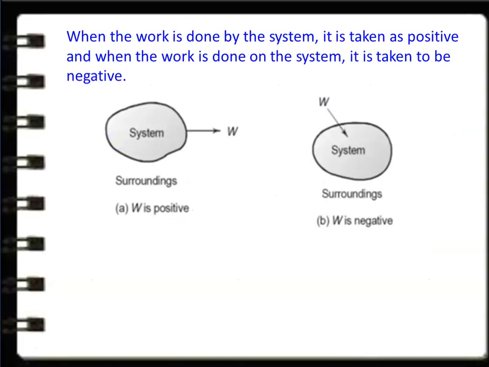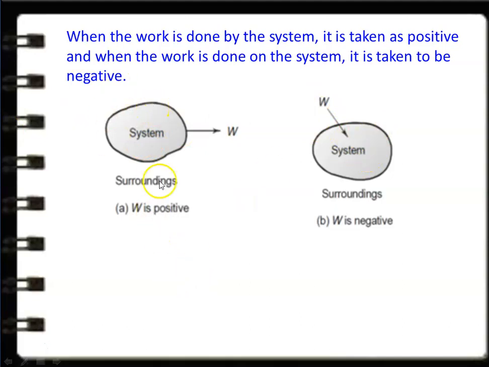And we have two ways in which work interacts with the system. One is work given by the system. Look at the first diagram. The arrowhead is outward. W is outward. That is, work is done by the system. And look at the second diagram. The work is done on the system. The arrowhead is inward.